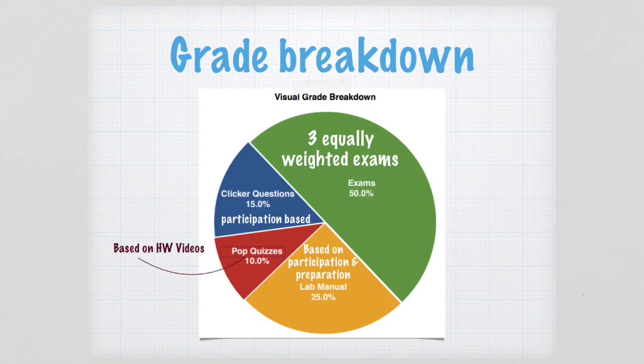All right. Your grade breakdown. There's going to be 3 equally weighted exams. So out of 50%, you're taking a third of that goes for the midterm part 1, a third of that is for midterm part 2, and a third of that is for the final exam.